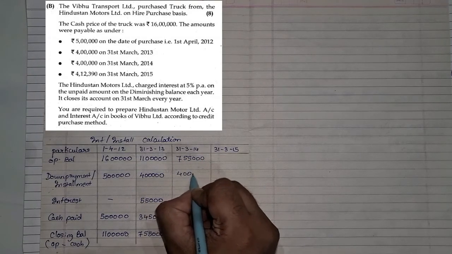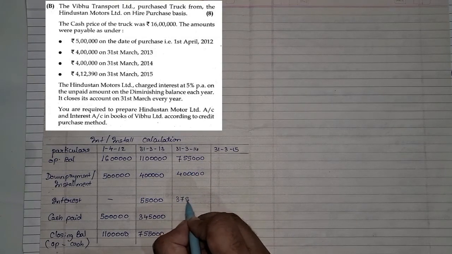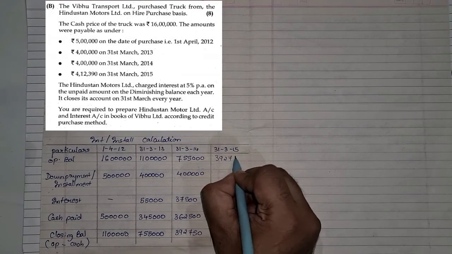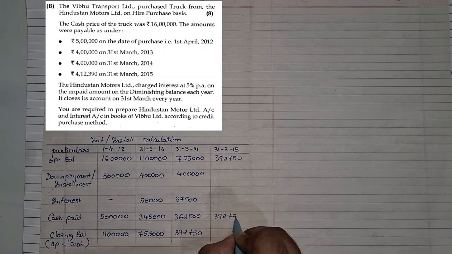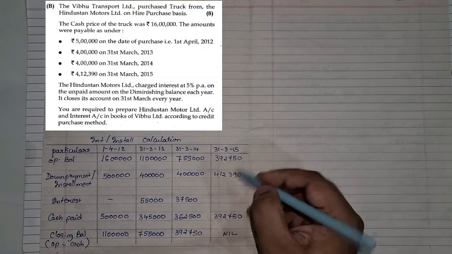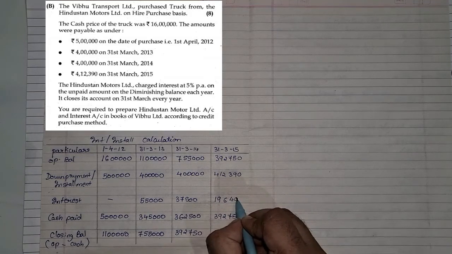The next installment is also 4 lakhs. 5% of 7,55,000 is 37,500. 4 lakhs minus 37,500 will give you 3 lakh 62,500. 7,55,000 minus 3,62,500 is 3 lakh 92,500. Again last year's closing will become this year's opening. In the last year, remember, opening minus cash paid should be 0. So I'll have to put down the same value, only then I can get a 0 value. The installment made was 4,12,390. So the difference between the two is 19,640.